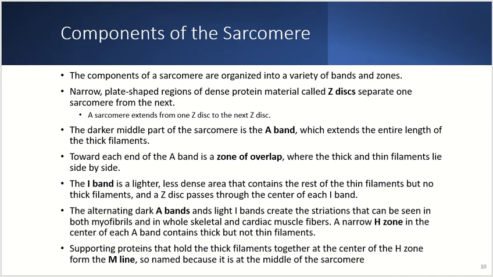And they're named this because they are going to be in the middle of the sarcomere. So M for middle.